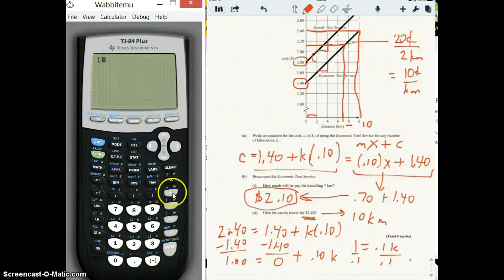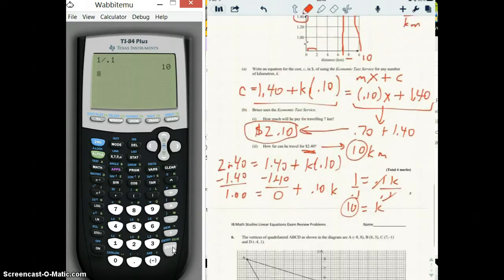So it'll be 1 divided by 0.1. It's 10. So the left side is 10. The right side, 0.1 divided by 0.1 is 1. So k equals 10. What do you know? It's the same answer as we got solving graphically. Okay.